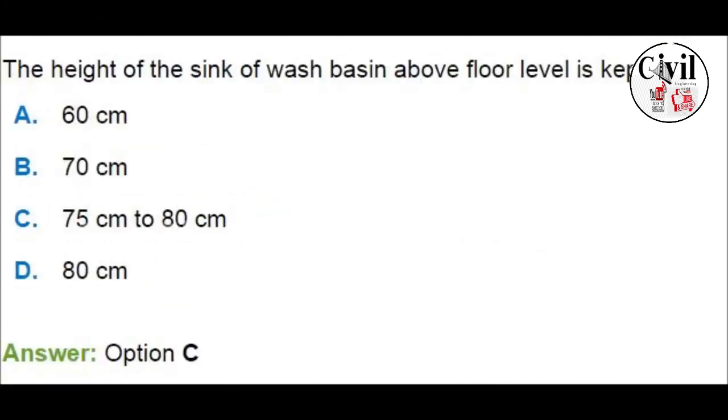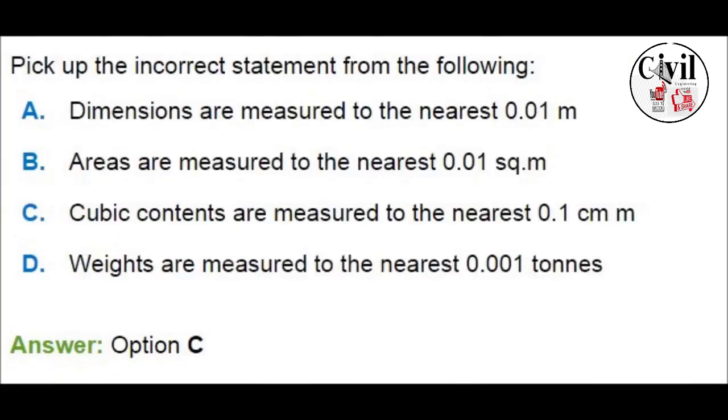Okay, let's move to the next question of our MCQs. The height of the sink of wash basin above the floor is kept as 75 to 80 centimeter. C is the correct answer. Okay, so let's move to the next one. Pick up the incorrect statement from the following. So cubic contents are measured to the nearest of 0.5 centimeter. C is the correct answer in our case.